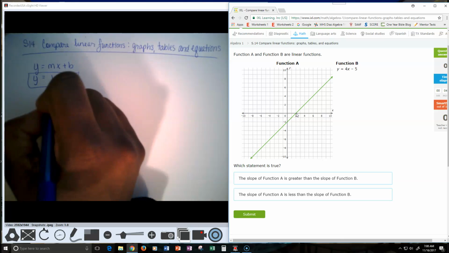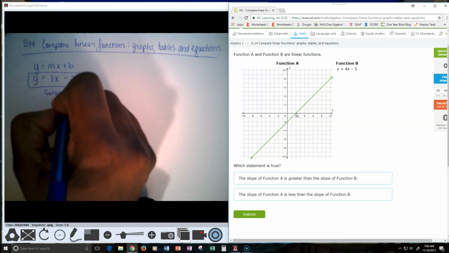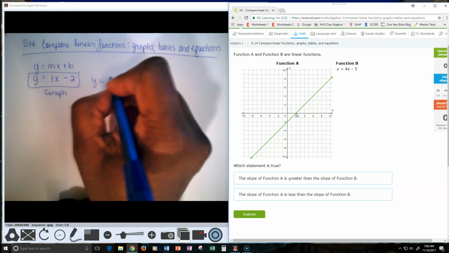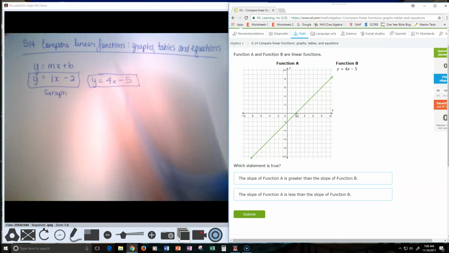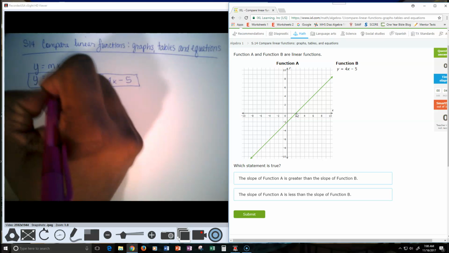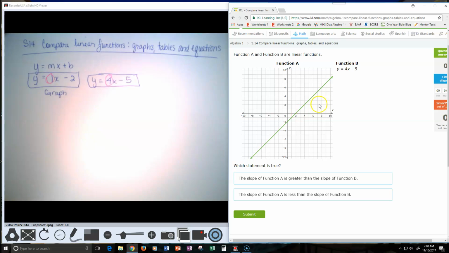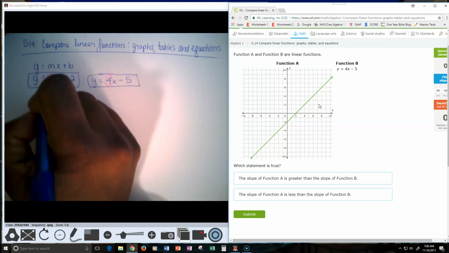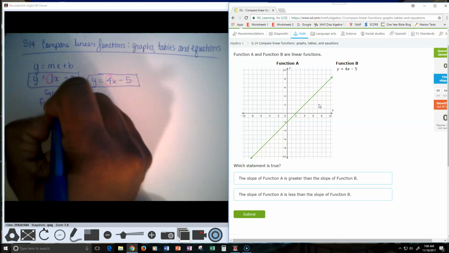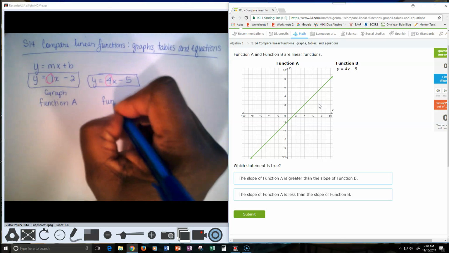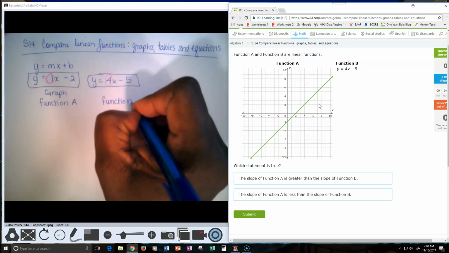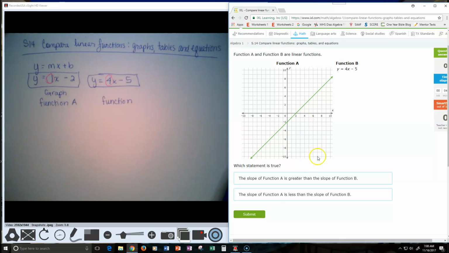This is the graph, and I'm going to compare it to y is equal to 4x minus 5. Well, we're just comparing the slope portion. So 1 is obviously less than 4, and 1 belongs to function A, and the equation belongs to function B. So therefore we can say that the slope of function A is less than the slope of function B.